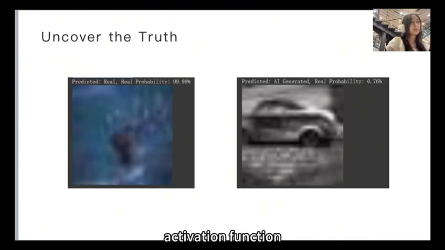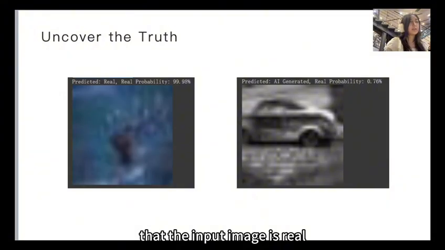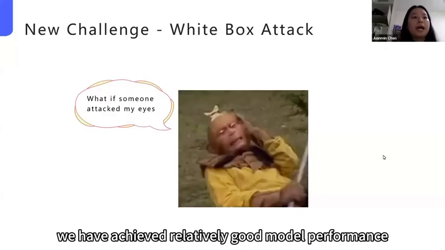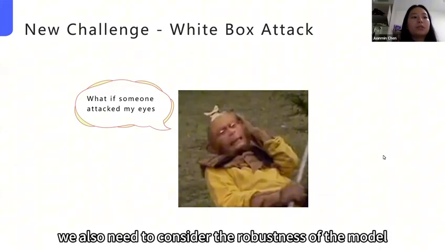Not only that, due to the application of the sigmoid activation function in the classification layer, our model can also indicate the probability that the input image is real, providing confidence information for people who use our model to detect images. We have achieved relatively good model performance. This is far from enough. We also need to consider the robustness of the model.